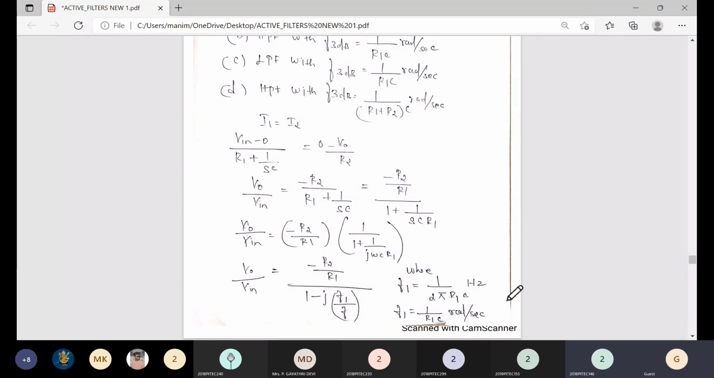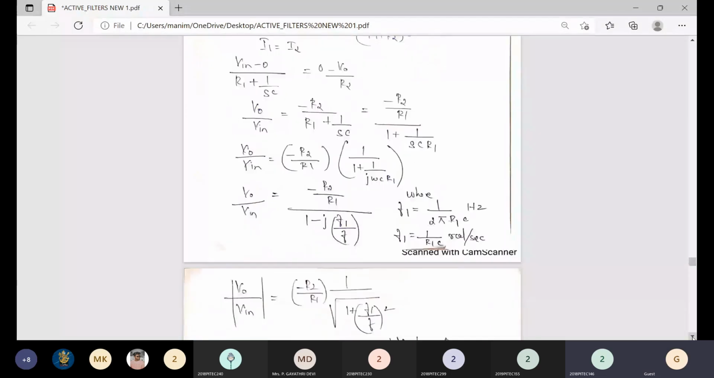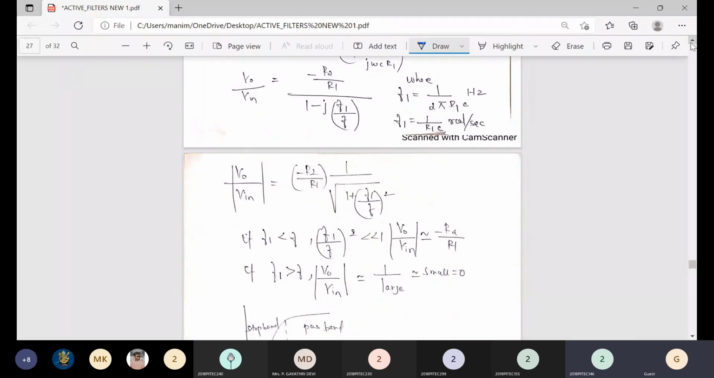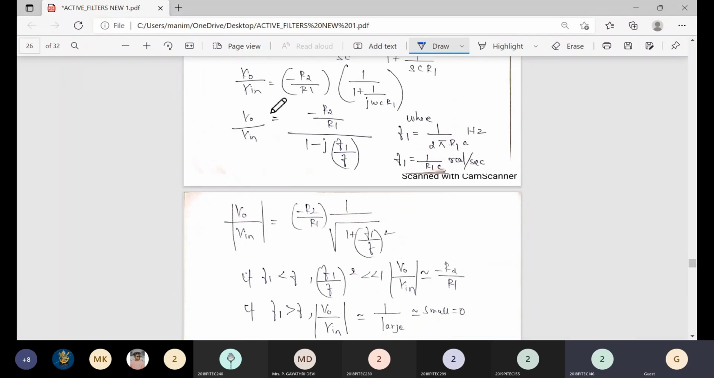Here the cutoff frequency is denoted in hertz, and it can also be denoted in radians per second as 1 by R1C. So this is the cutoff frequency we derived. From this circuit, we derive the voltage gain, and from that voltage gain we can say that the cutoff frequency of the given circuit, in radians, is F1 equal to 1 by R1C.